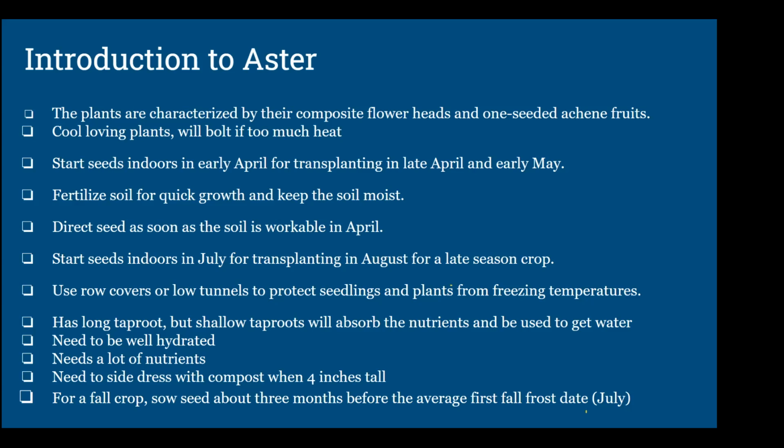They do have a long taproot, but the shallow taproots will absorb the nutrients and be used to get water. So they need to be well hydrated, need lots of nutrients. They can be side dressed with compost. So putting compost next to them, feeding them with those nutrients. And then for a fall crop, you can sow the seed about 3 months before the average first fall frost date.